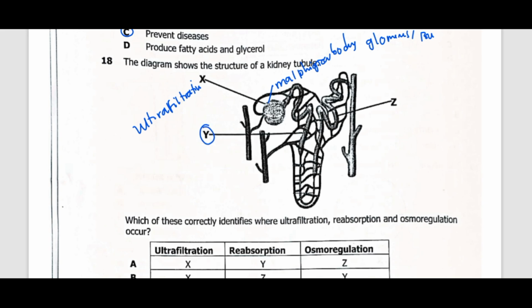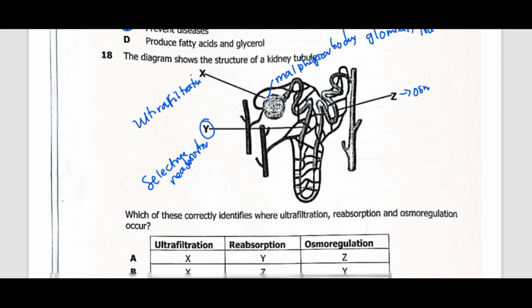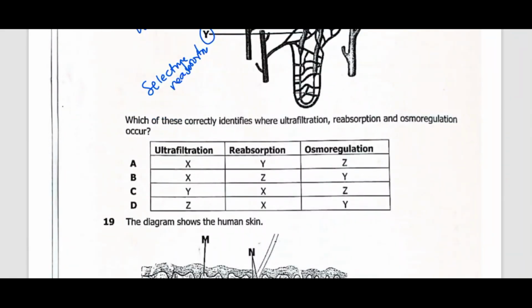Then at Y we are going to have selective reabsorption. This is where some of the useful substances are being reabsorbed back into the blood. Then for Z we are going to have osmoregulation. So that is the order that we are expecting. Which of these correctly identifies where ultrafiltration, reabsorption, and osmoregulation occur? We know that X is ultrafiltration, Y reabsorption, Z osmoregulation. So this is our answer here.